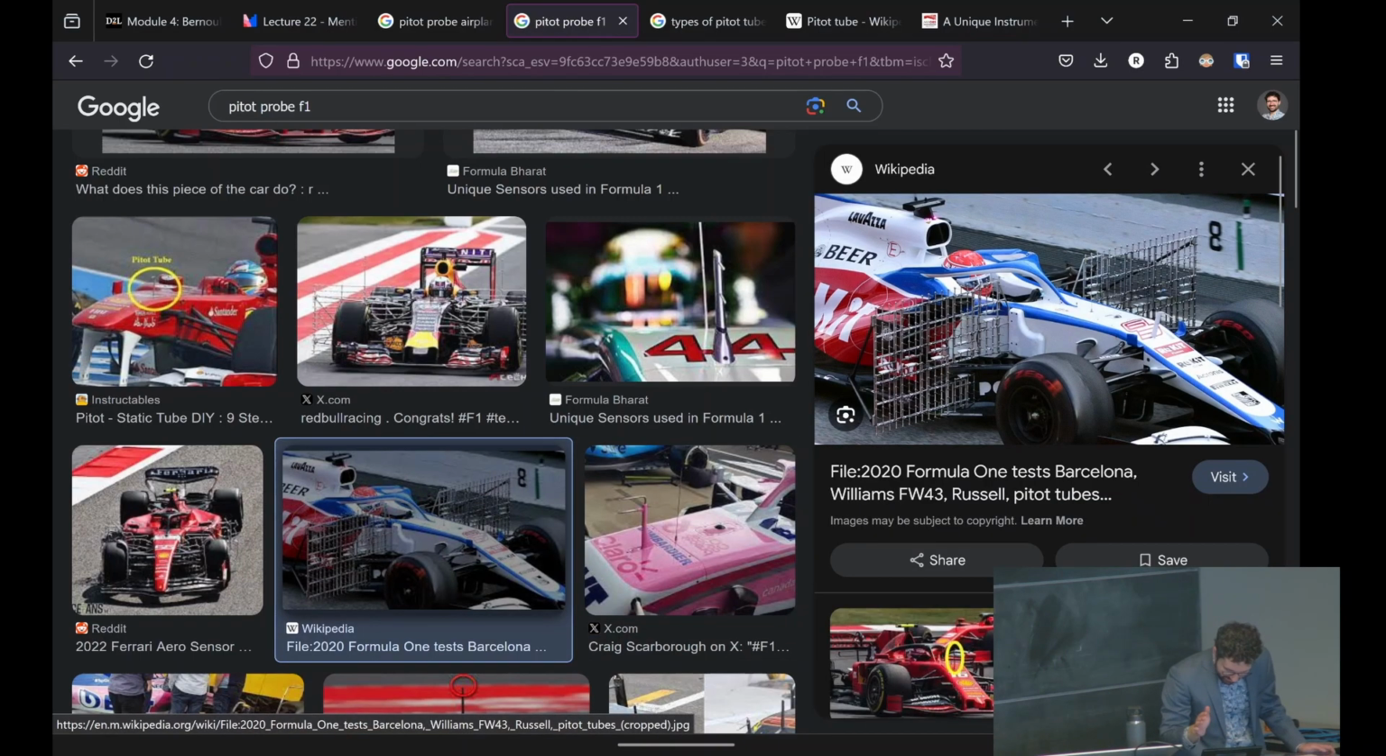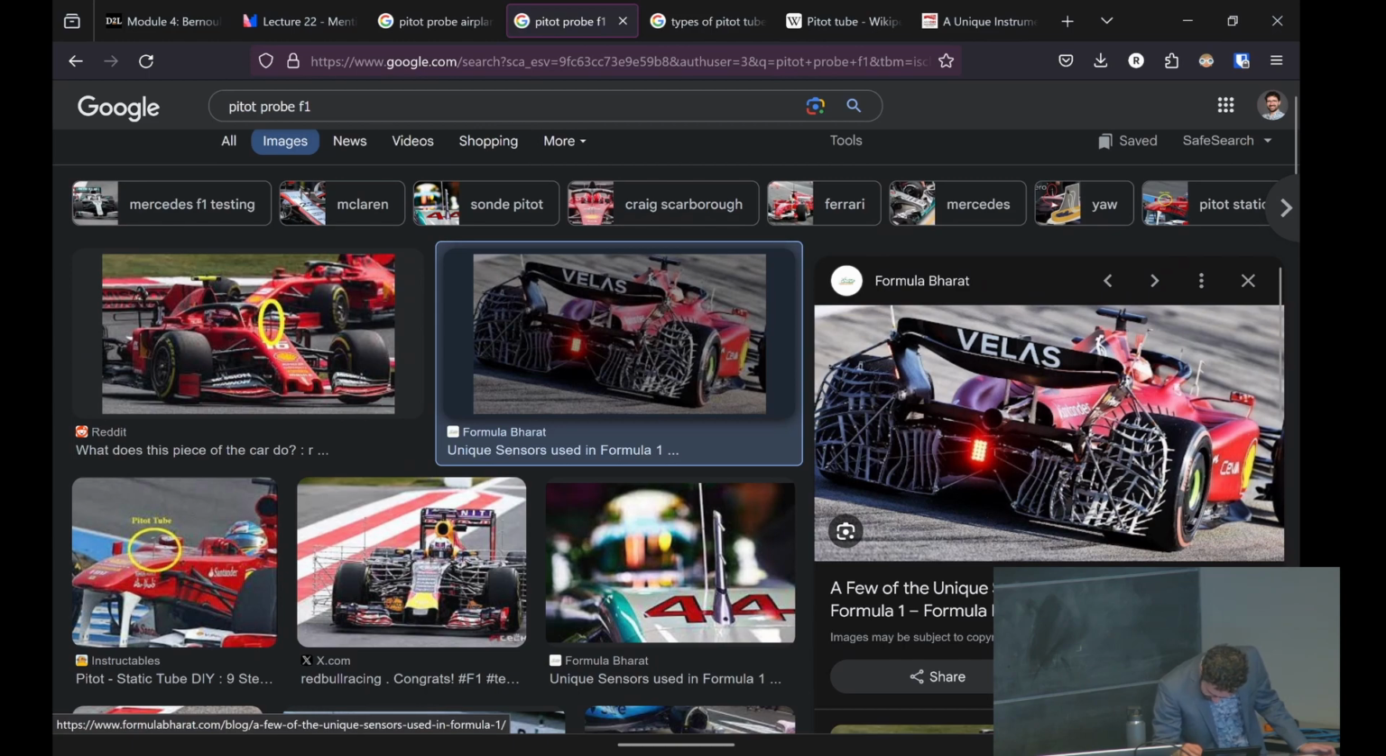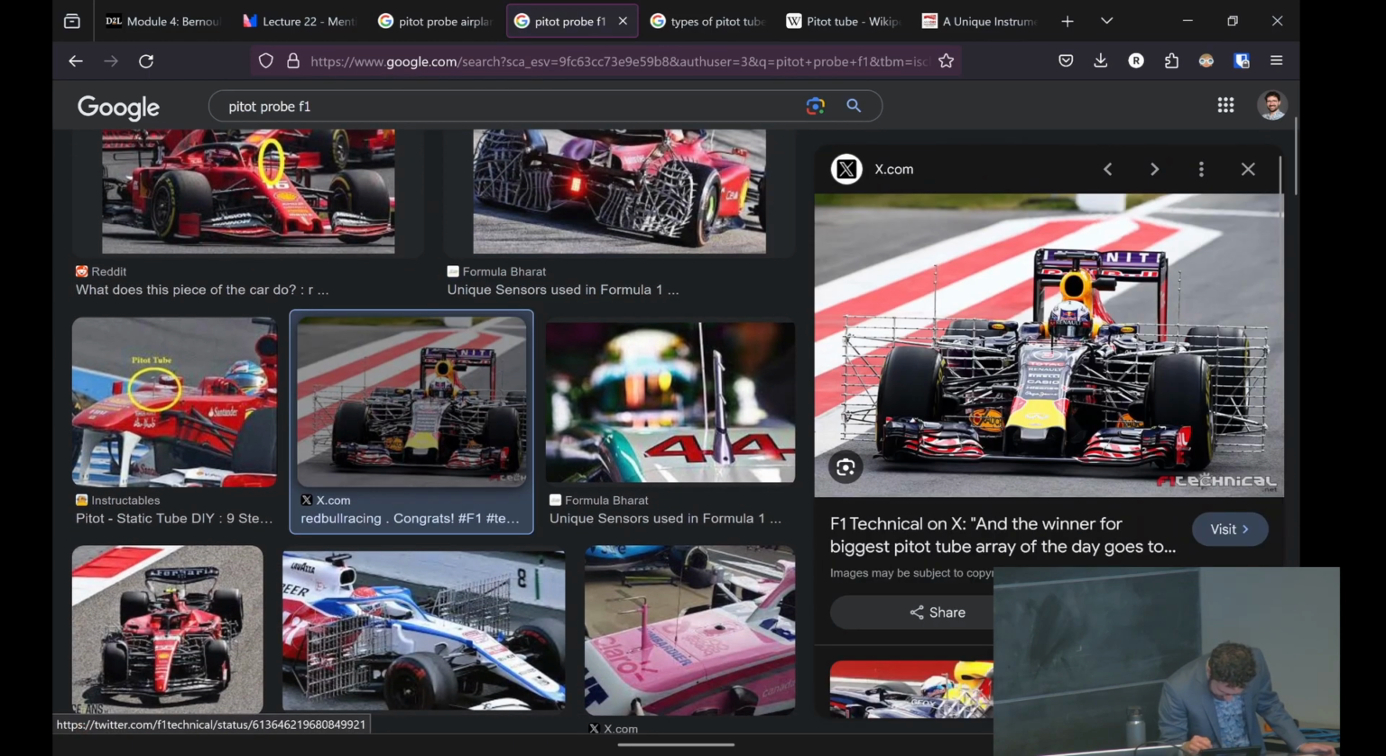They also use a massive rake of pitot tubes to measure velocity profiles in the car. So they do this during testing. The airflow is really complex over a Formula One car, but they're trying to get basically a field measurement of velocity. So there's a ton of pitot tubes all over this rake, and that allows you to measure a velocity profile rather than a point measurement.